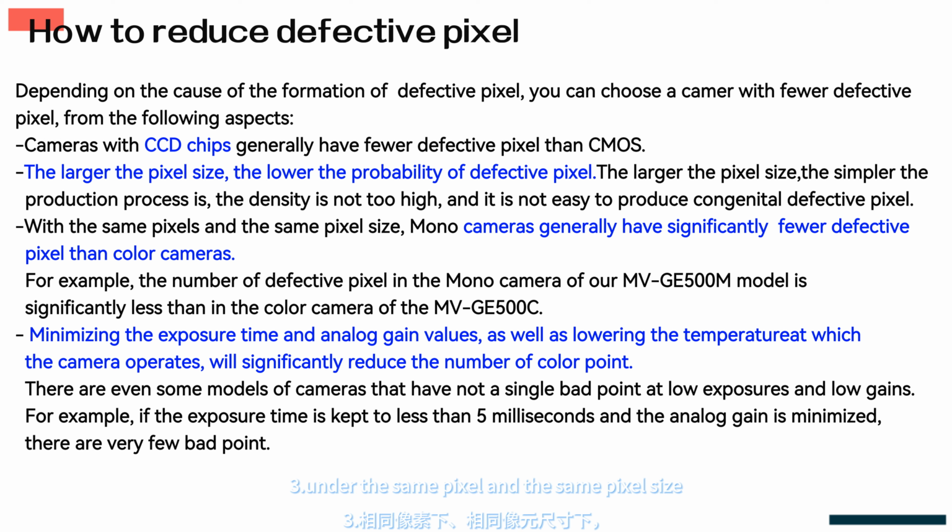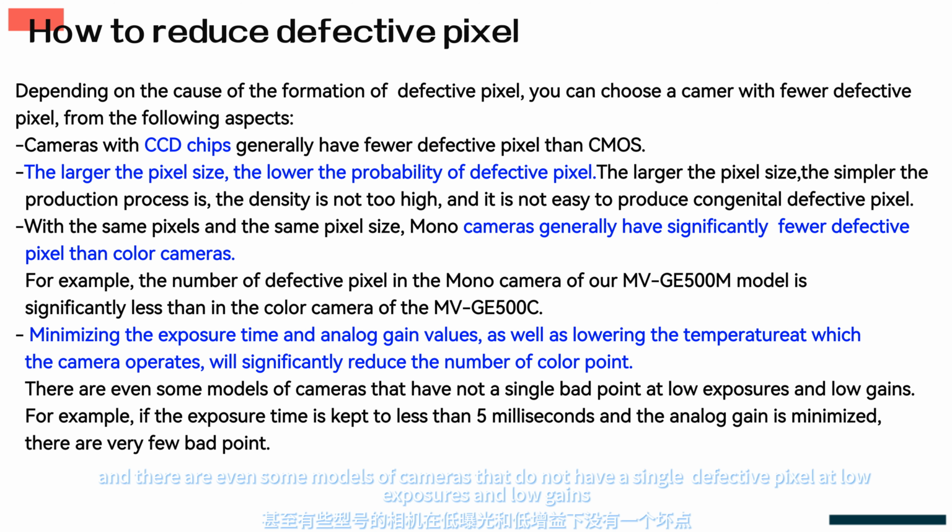3. Under the same pixel count and the same pixel size, the defective pixels of mono cameras are generally significantly less than those of color cameras. 4. Minimize exposure time and analog gain values while reducing the temperature at which the camera operates. This will drastically reduce the number of color dots, and there are even some camera models that do not have a single defective pixel at low exposure and low gain.